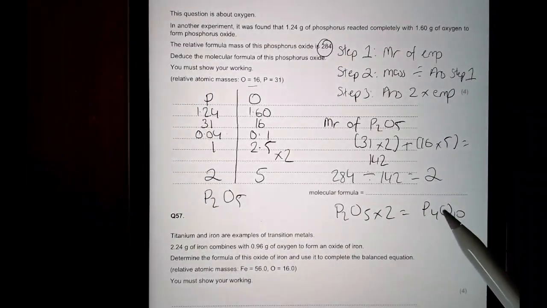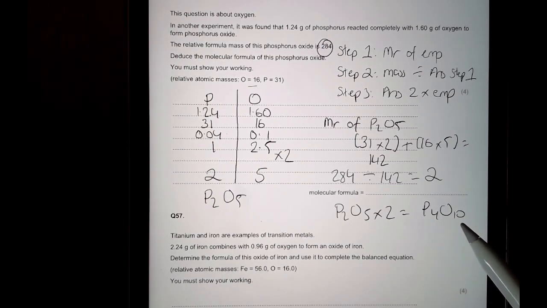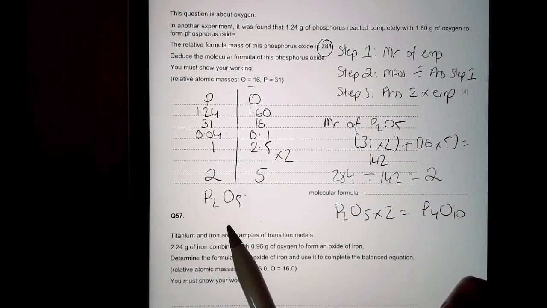So in phosphorus oxide, I've got 4 phosphorus, 10 oxygens. That's my actual molecular formula. But the simplest whole number ratio, I've got the number 4 and the number 10. If I divide across by 2, I get P2O5. And that is my empirical formula.